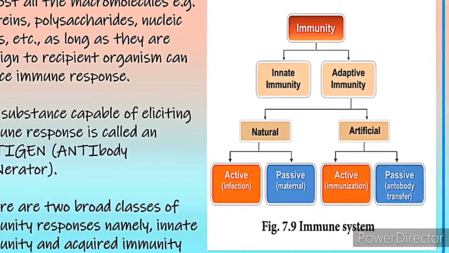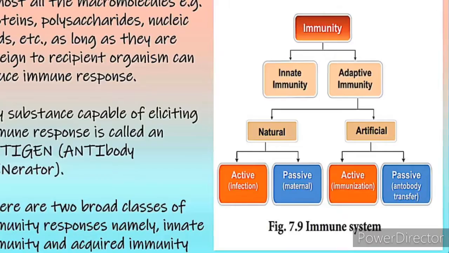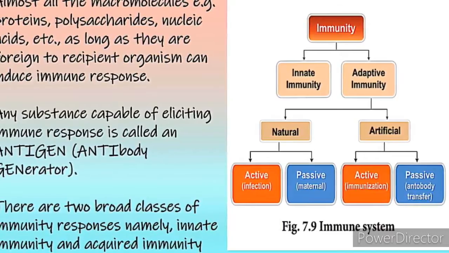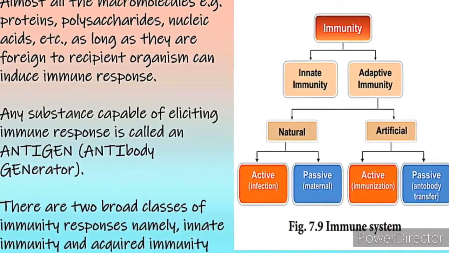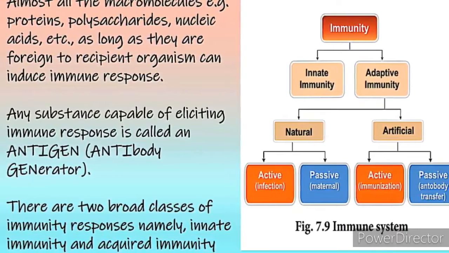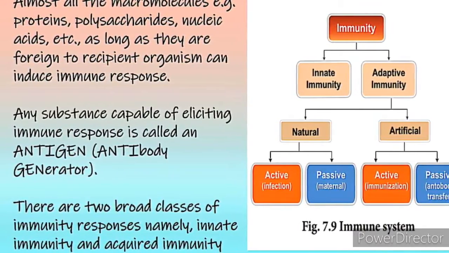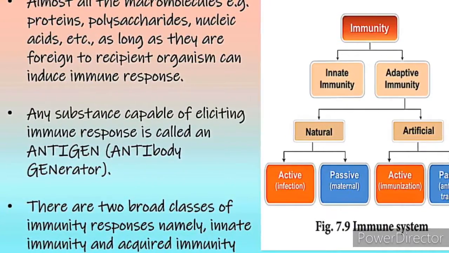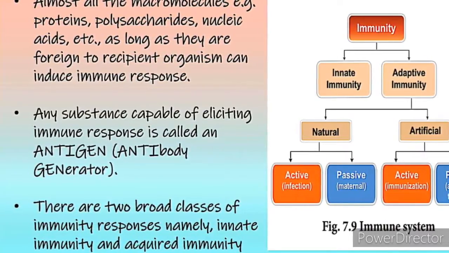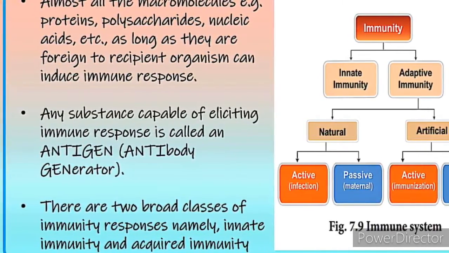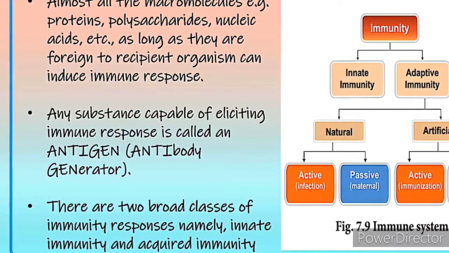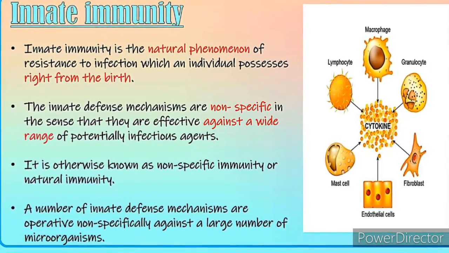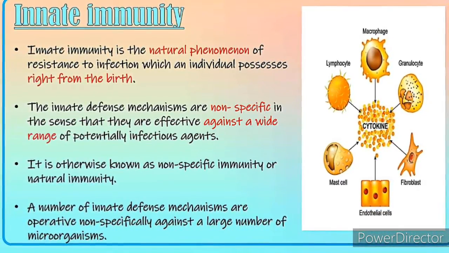Almost all the macromolecules, for example proteins, polysaccharides, nucleic acids, etc., as long as they are foreign to the recipient organism, can induce an immune response. Any substance capable of eliciting an immune response is called an antigen. Antigen means antibody generator. There are two broad classes of immune response, namely innate immunity and acquired immunity. Innate immunity is the natural phenomenon of resistance to infection which an individual possesses right from birth.